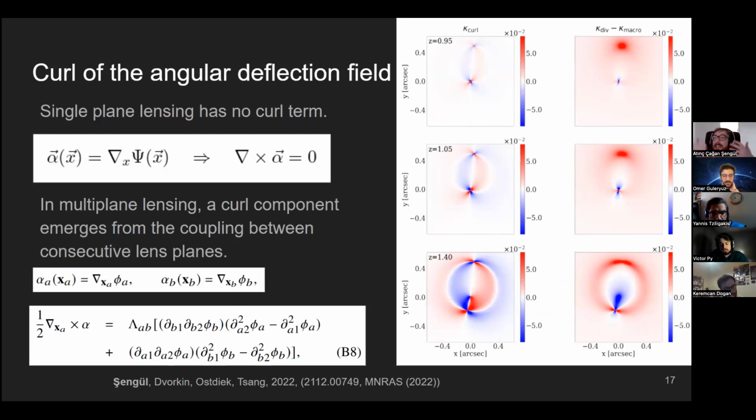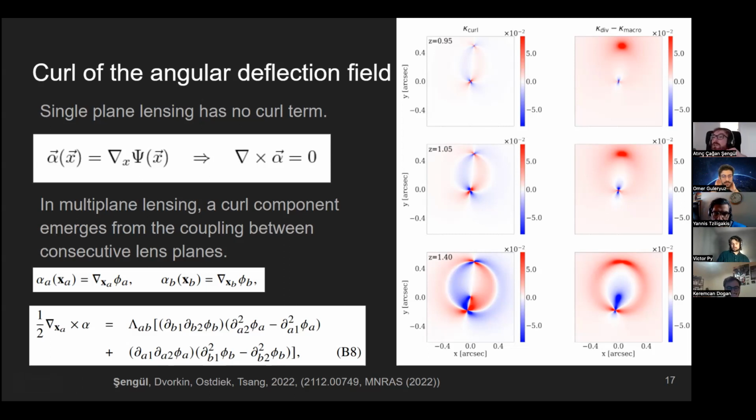When you only have single plane lensing, meaning that if your source gets lensed by only one galaxy and its subhalos and reaches you, the angular deflections caused by that can be written as the gradient of a potential, which is called the lensing potential. Mathematically, this results in no curl term because the curl of a gradient is 0, it vanishes. But when you have multiplane lensing, meaning that there is a main lens and a line of sight halo, a curl emerges due to the coupling between these consecutive lens planes. And here's a visualization of that.